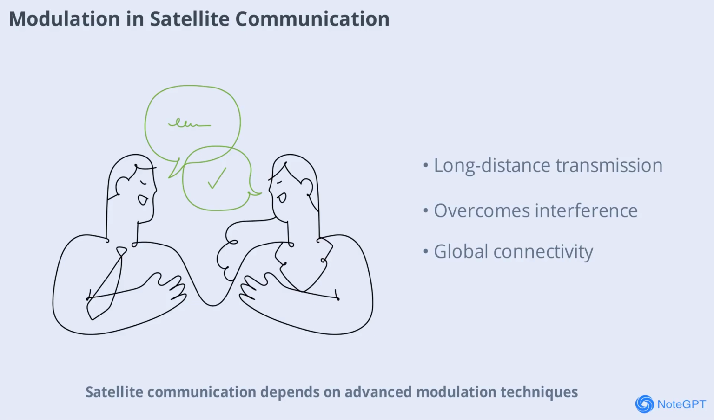Satellite communication depends on advanced modulation techniques to transmit data between ground stations and satellites. High-frequency carriers and robust digital modulation methods like QAM and PSK are used to overcome the challenges of long-distance transmission and atmospheric interference. Modulation enables reliable global communication via satellites.